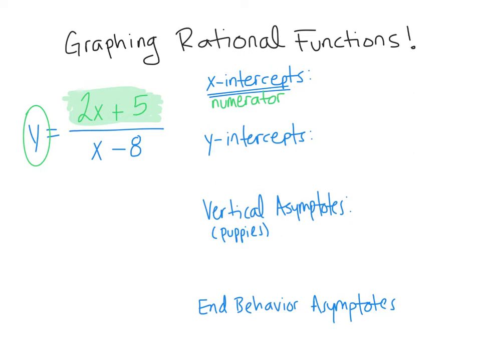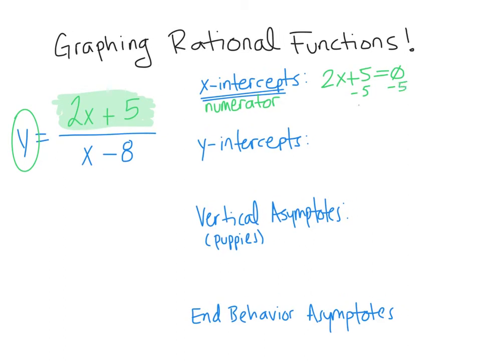So I'm just going to say to myself, all right, self, 2x plus 5 equals 0, and then I want to figure out what x is. So how do I get x by itself? I'm going to subtract 5 on both sides. So I have 2x equals negative 5, and then I'm going to divide by 2 on both sides. X equals negative 5 halves. Don't be afraid of fractions. It's okay. We're going to make it.